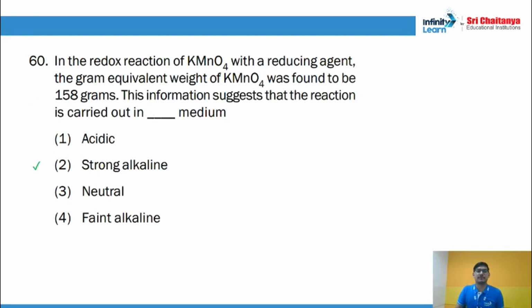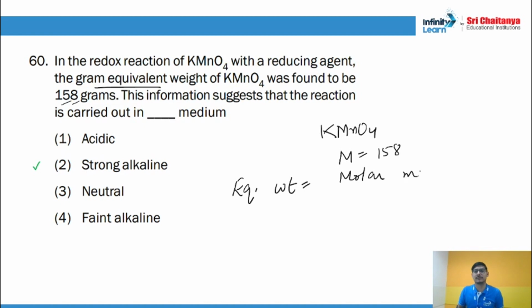In the redox titration of potassium permanganate with reducing agent, the gram equivalent weight of permanganate is found to be 158 gram. Now you guys should know, because it is a very important oxidizing agent, the molar mass of KMnO4 is 158. Right, and the equivalent weight is also 158. Now do you guys know the relation between equivalent weight and molar mass? Equivalent weight is equal to molar mass divided by n factor. Now obviously if equivalent weight is equal to the molar mass, then n factor must be 1, right? It should only gain 1 electron, and which happens in strongly alkaline medium.